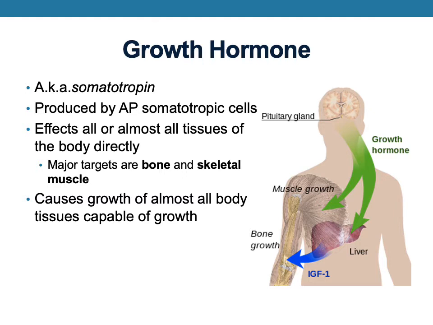Growth hormone is also known as somatotropin. It is produced by anterior pituitary somatotropic cells. Growth hormone affects all or almost all tissues of the body directly. Growth hormone does not stimulate other endocrine glands to produce hormones, but it can stimulate them to grow in size or regenerate depending on one's age. The major target tissues of growth hormone are bone and skeletal muscle. But I will reiterate, it can cause growth of almost all body tissues capable of growth.